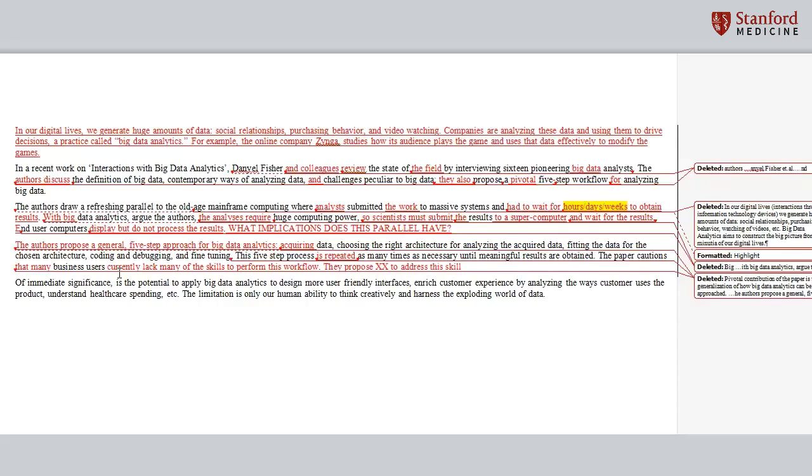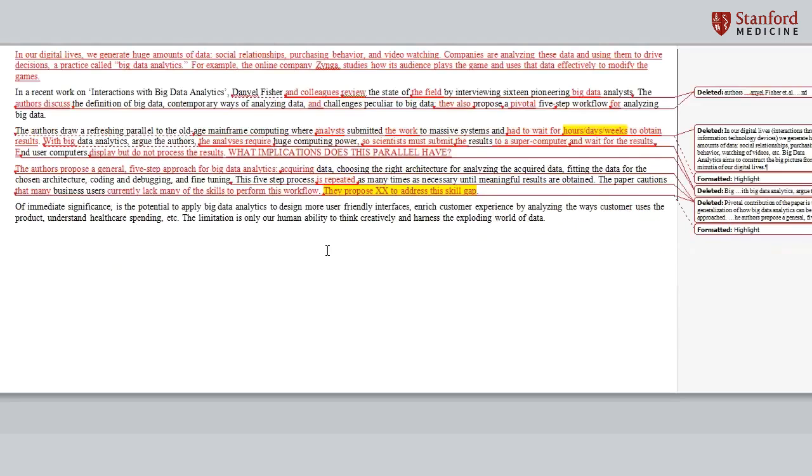So this is a review paper. I'm assuming that the authors of this review paper maybe said something about how we might go about addressing that skill gap. So I might suggest that the authors add something in there. They propose something to address this skill gap. What did they propose to address this skill gap?